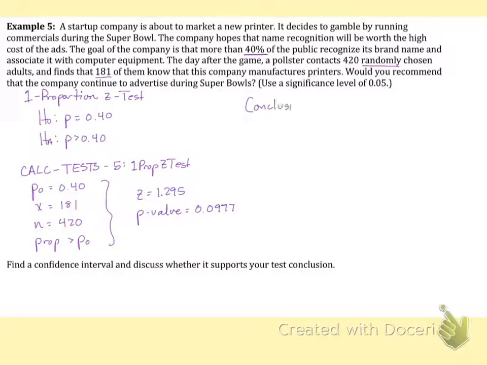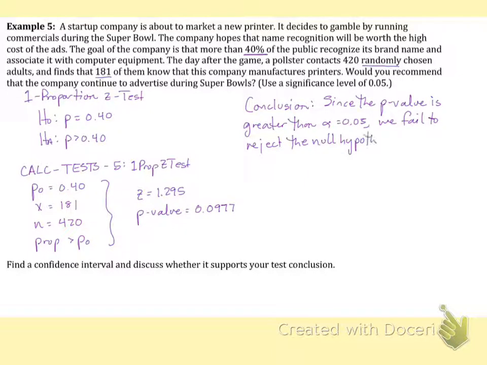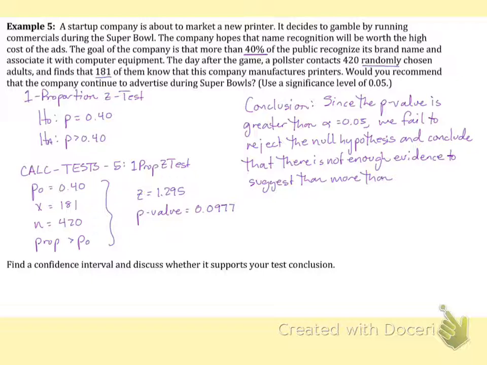So, conclusion. Since the p-value is greater than alpha equal to 0.05, we fail to reject the null hypothesis, and conclude that there is not enough evidence to suggest that more than 40% of adults recognize this brand.